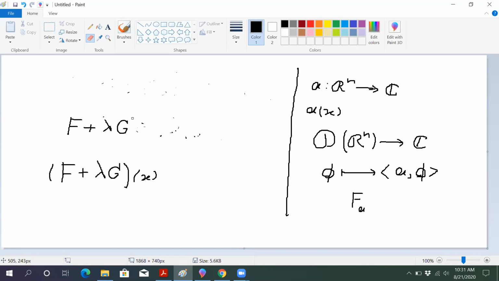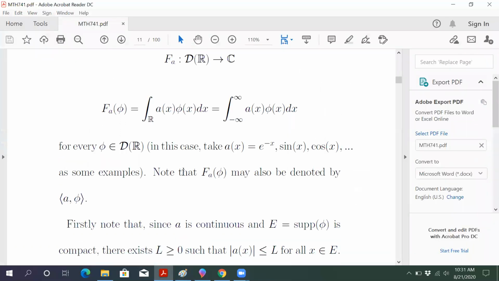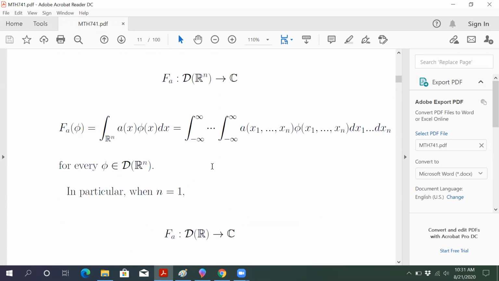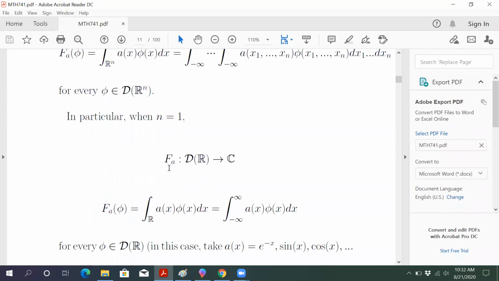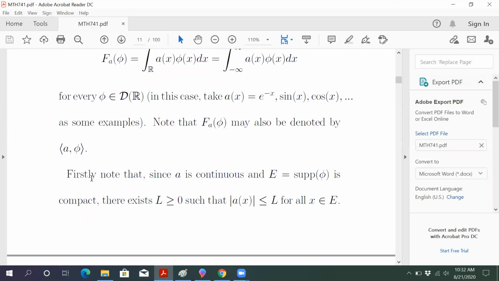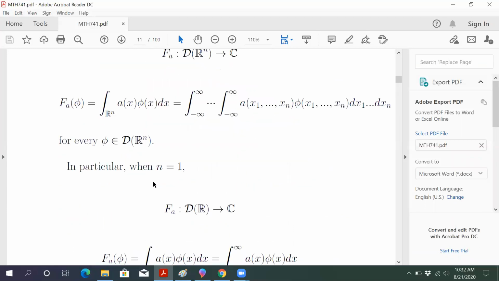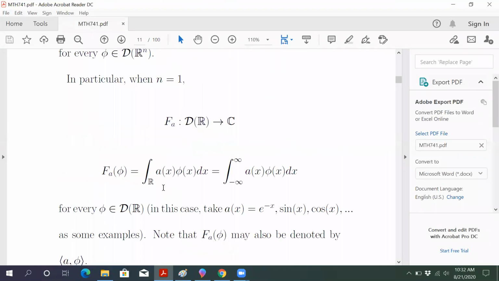Okay, let's go back to the previous page. Now listen very carefully. Again, we said that every continuous function induces a distribution of this form, right? So we are going to show first that this F_A is well defined, linear and continuous. What you are going to see is how to show that F_A is well defined. It means this integral is convergent.